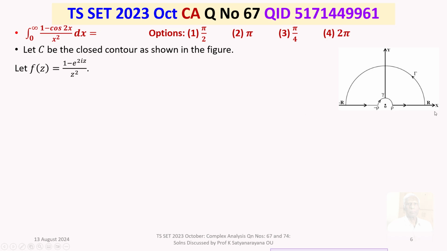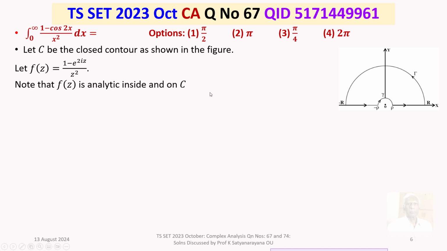In this closed contour C, consisting of the semicircle gamma with center at 0 and radius capital R, the part of the real axis from minus R to minus rho, then the smaller semicircle gamma in the positive direction, and then the part of the real axis from rho to capital R, that is our closed contour C. The singularity is outside, therefore f of z is analytic inside and on C.